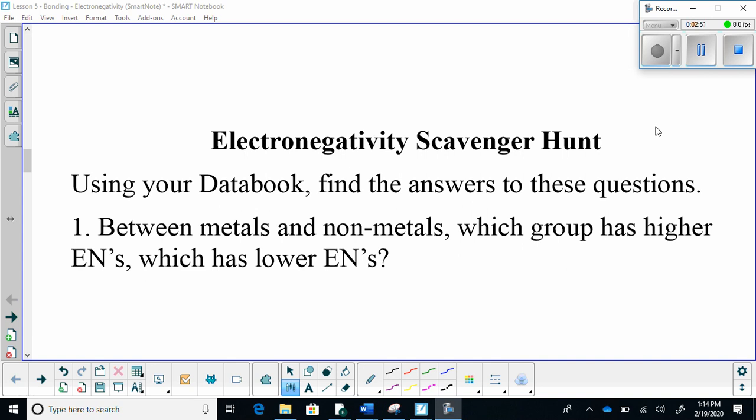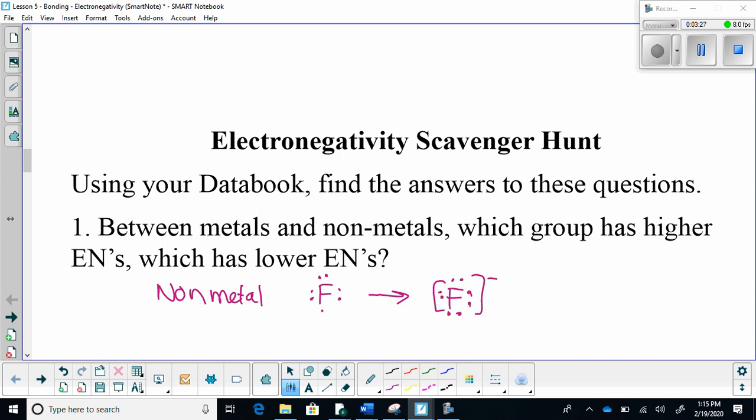Between metals and non-metals, which group has a higher electronegativity? Non-metals. Remember when we were drawing Lewis dot diagrams of ions? Let's say, for example, we have fluorine. To turn it into an ion, what happens to fluorine? Does it gain or lose? It gains 1 electron.